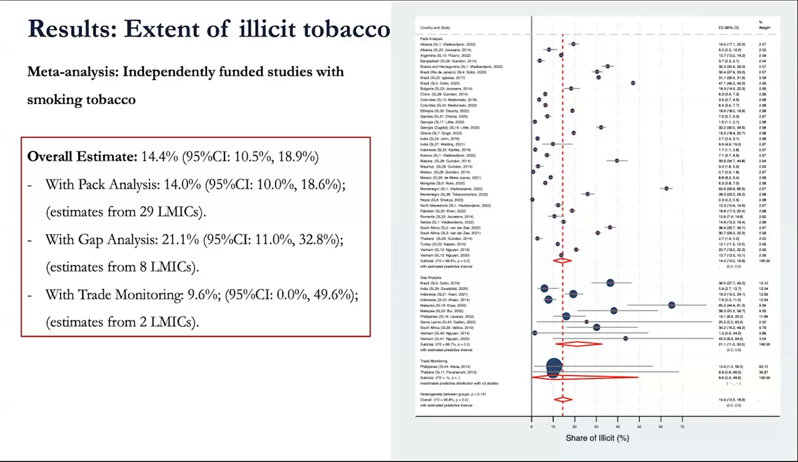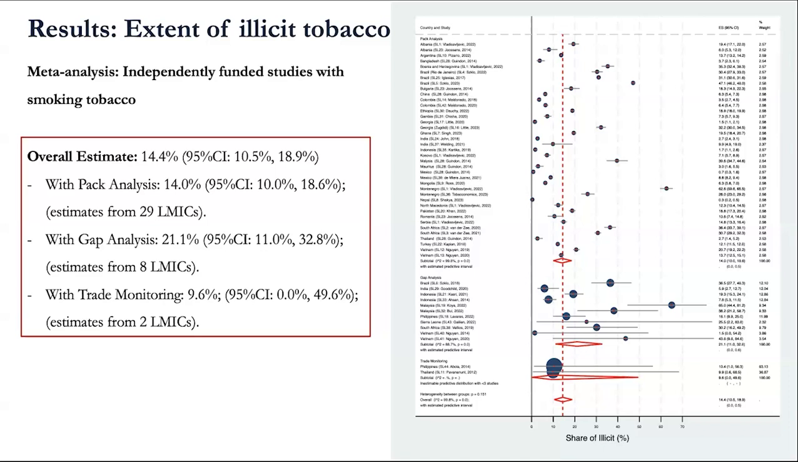And for the studies that used gap analysis, we had such studies from 8 low and middle income countries, and the overall share of illicit tobacco in those 8 countries was 21.1%. And we had trade monitoring as a method in 2 low and middle income countries, and the overall share of illicit tobacco was 9.6% using that particular method.